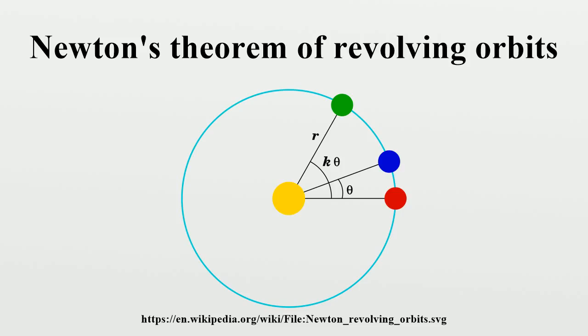rotating orbit. The angular speed is multiplied by a factor k, whereas the radial motion is left unchanged. However, this theorem is restricted to a specific type of force that may not be relevant. Several perturbing inverse square interactions seem unlikely to sum exactly to an inverse cube force.